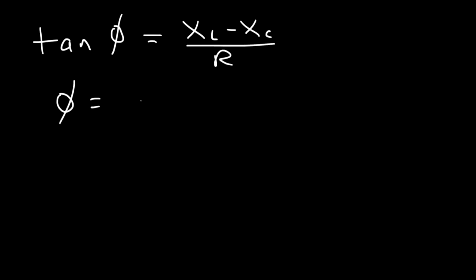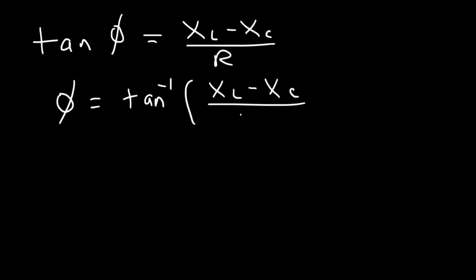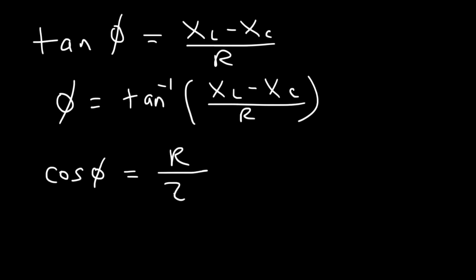If you want to find the phase angle, the tangent of the phase angle is XL minus XC over R. So the phase angle is going to be the arctan of the inductive reactance minus the capacitive reactance over the resistance. You can also use this equation: the cosine of the phase angle is equal to the resistance divided by the impedance. The cosine of the phase angle is also known as the power factor.